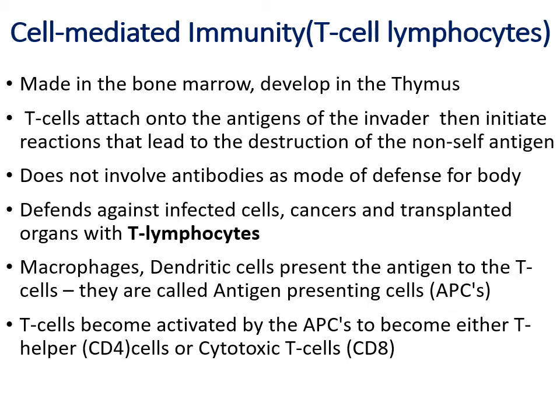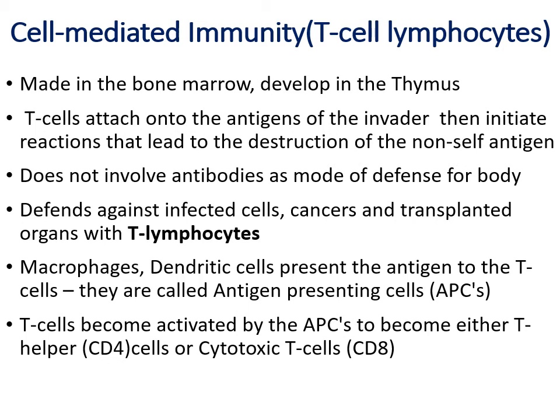All right, so let's talk about cell-mediated immunity, which is the other branch of the adaptive immune system. Right? So we have humoral immunity, which is the B cells and their antibodies, and we have cell-mediated immunity, which is the T cells. So T cells are made in the bone marrow, they migrate into the bloodstream and go to the thymus for further development.